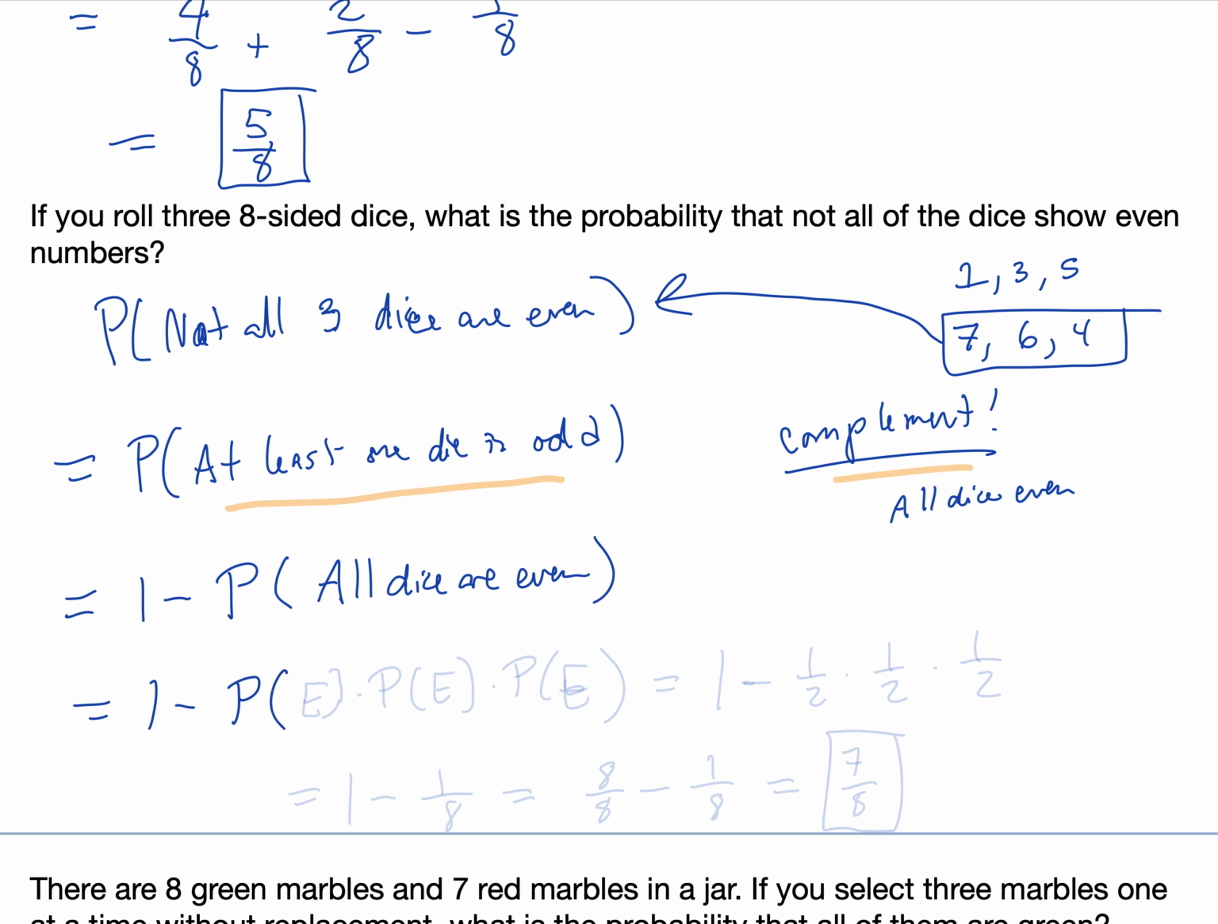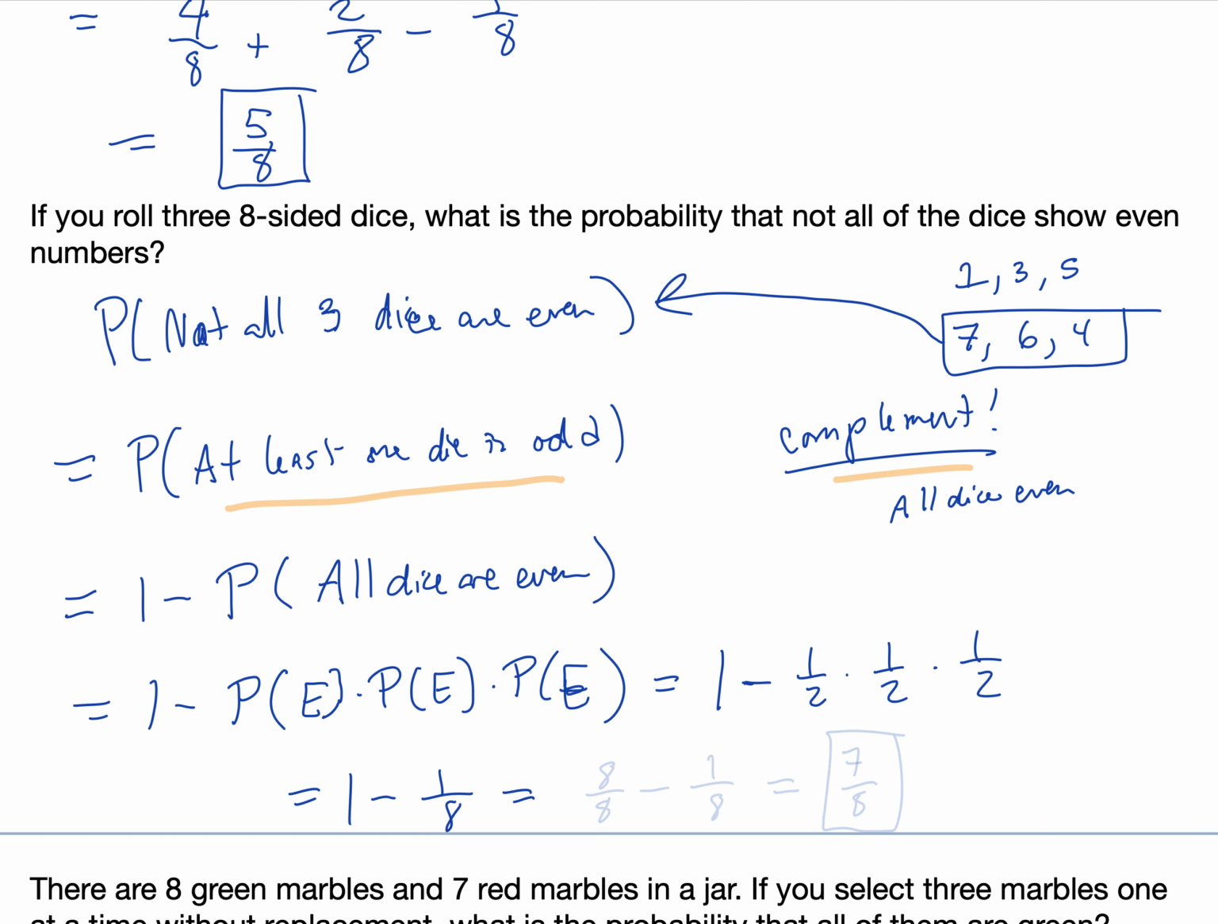That's the probability of the first die being even, and so multiplication, the second die being even, and the third die being even. And so that's equal to 1 minus probability the first die is even, that's 4 out of 8, or 1/2. And second die is even, 4 out of 8, or 1/2. And third die is even, 4 out of 8, or 1/2. So this is 1 minus 1 over 2 times 2 times 2, that's 8.